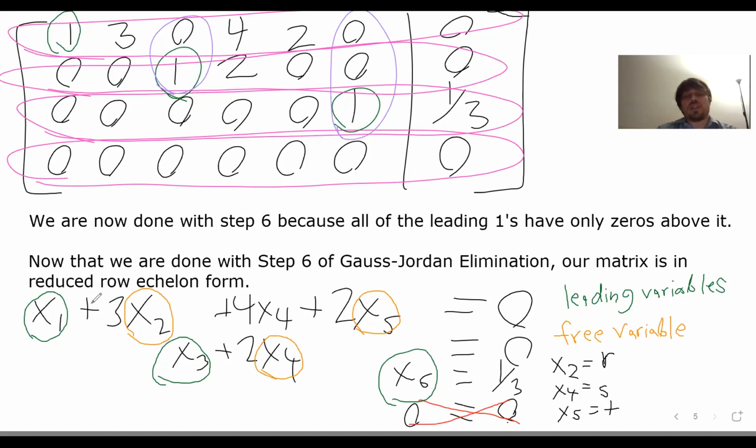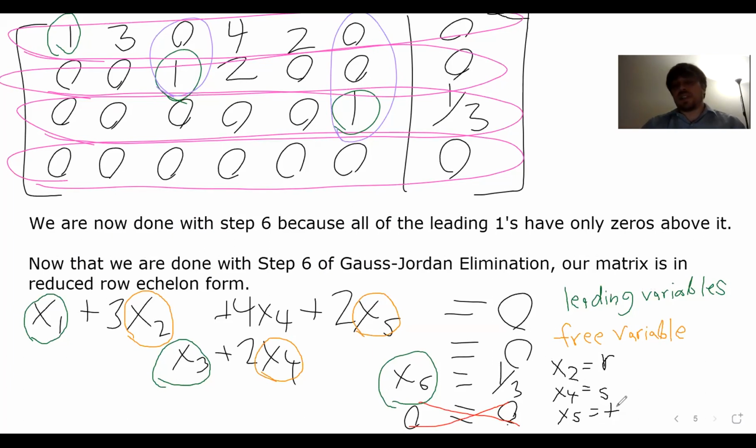Okay, so x1 is going to equal -3r minus 4s minus 2t. x3 is going to equal -2s, and x6 is going to equal 1/3. And so we will then have each leading variable in terms of those same parameters r, s, and t. I chose r, s, and t because they're in alphabetical order. Usually t is used, and then if you have 2, it's s, t, and if it's 3, it's r, s, t. That way t is one of them, and then they're in order. So x2 is r, x4 is s, x5 is t. As the indices go up, you can move forward in the alphabet: r, s, t.